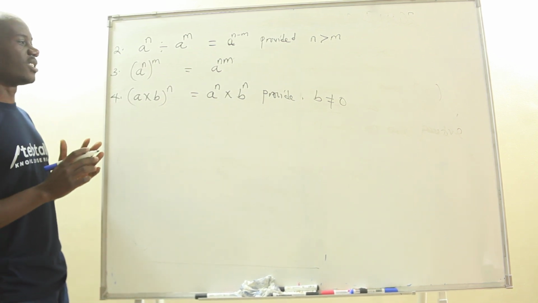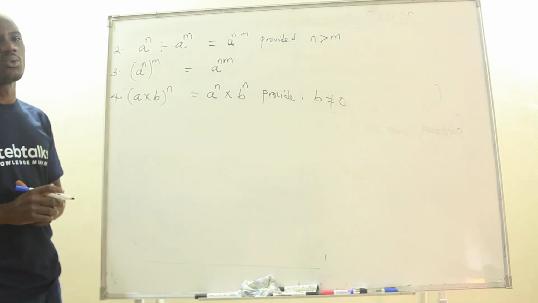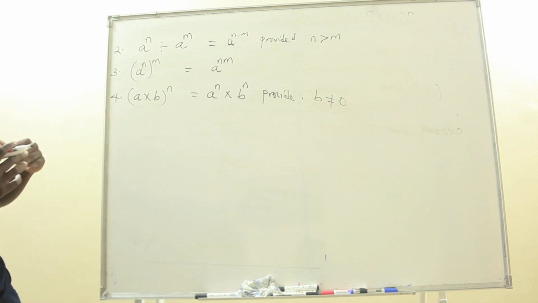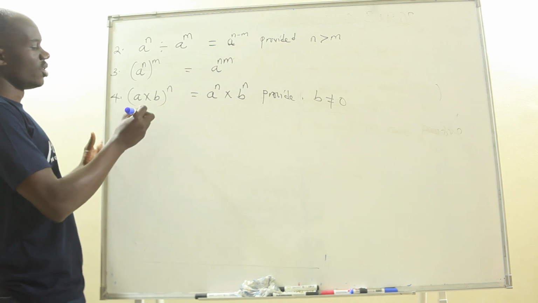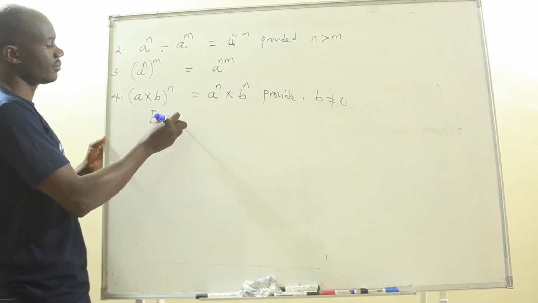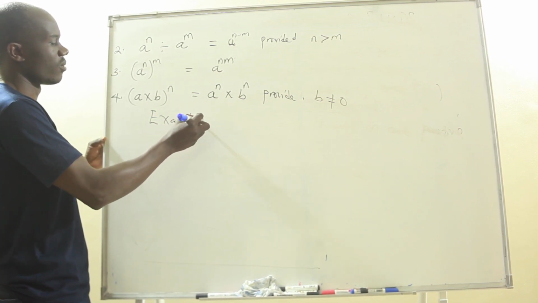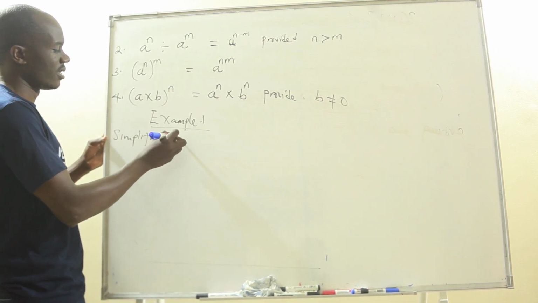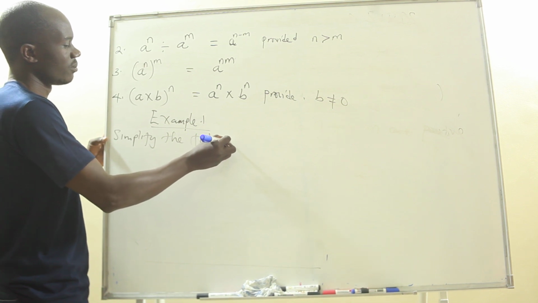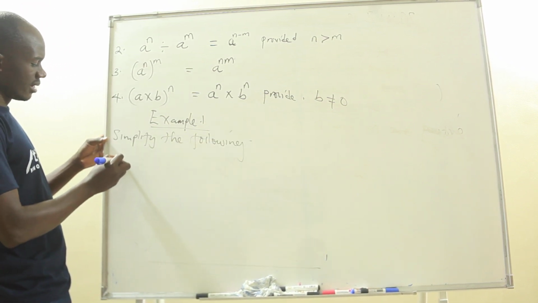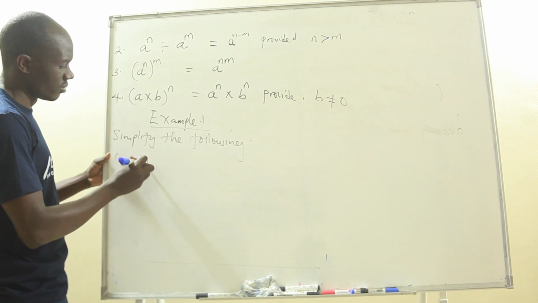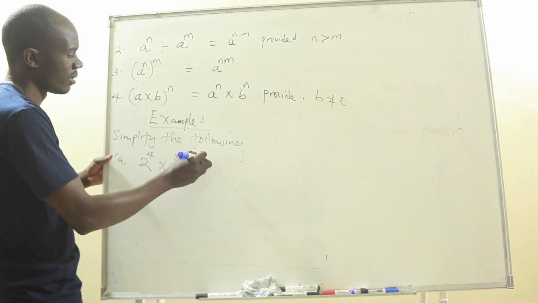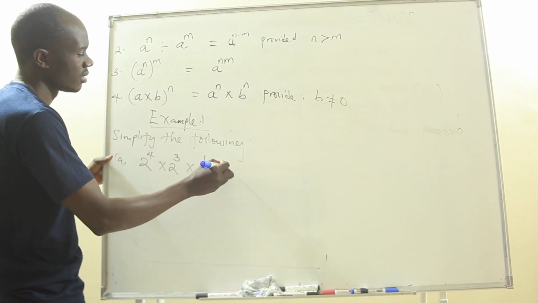So those are the first laws of these indices, as we are going to be following more and more. So we can first take an example. Example 1. Simplify the following. Part A: 2 power 4 times 2 power 3 times 3 power 1 times 9.